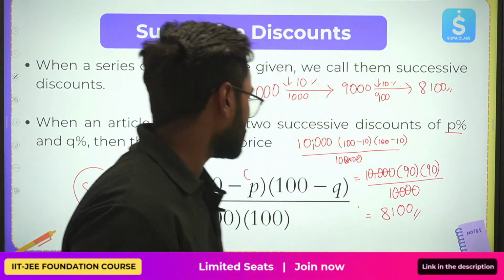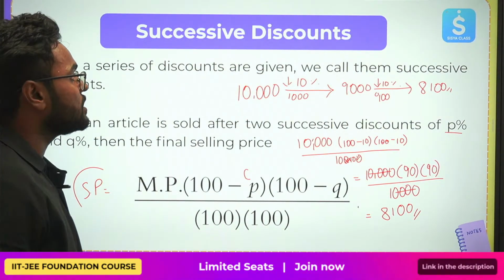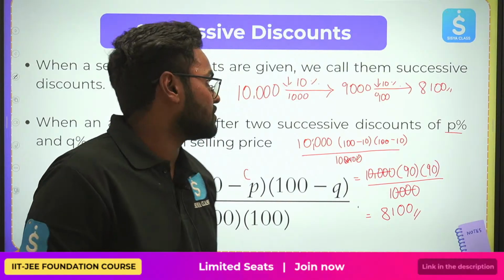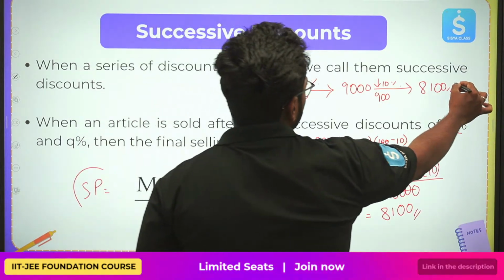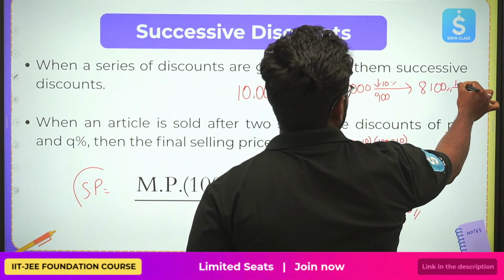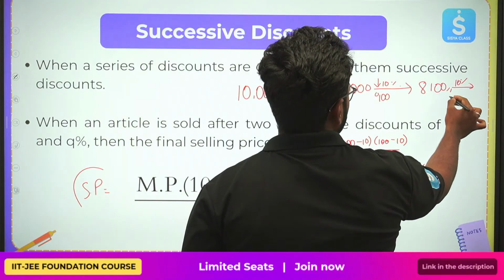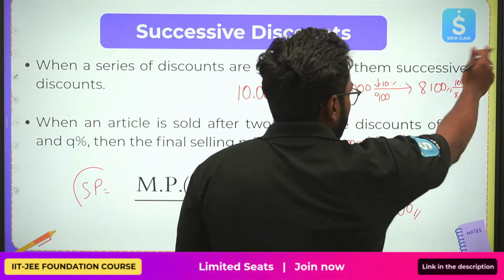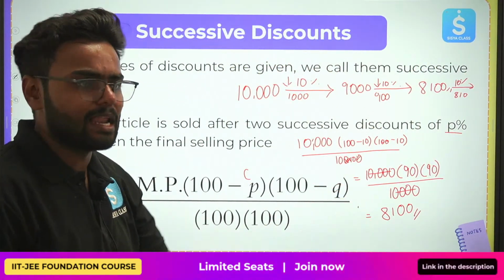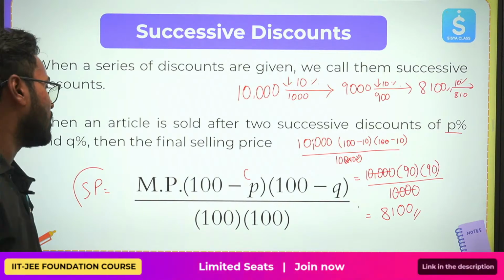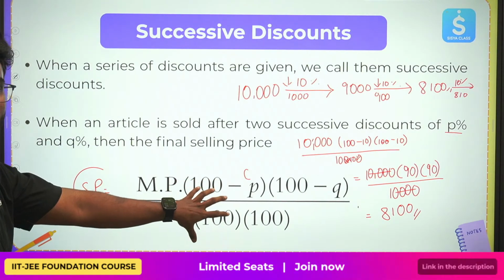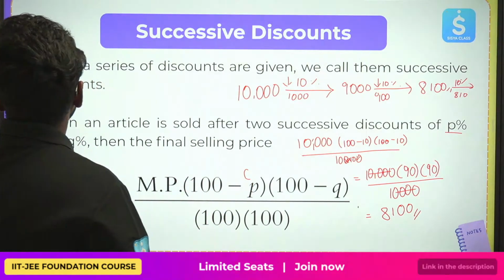Yeah. So now coming to three successive discounts. If I am getting one more discount of 10%, I would get 810 rupees, right? If I get that discount also, again I have to calculate. Yes, we again have a formula. If you remember this part, you can apply it to any number of successive discounts.